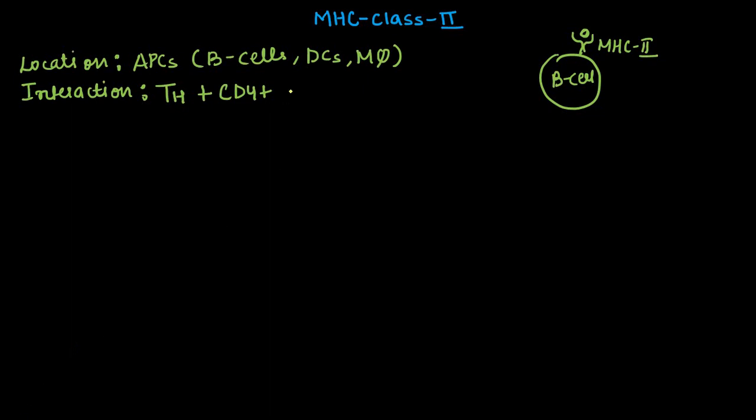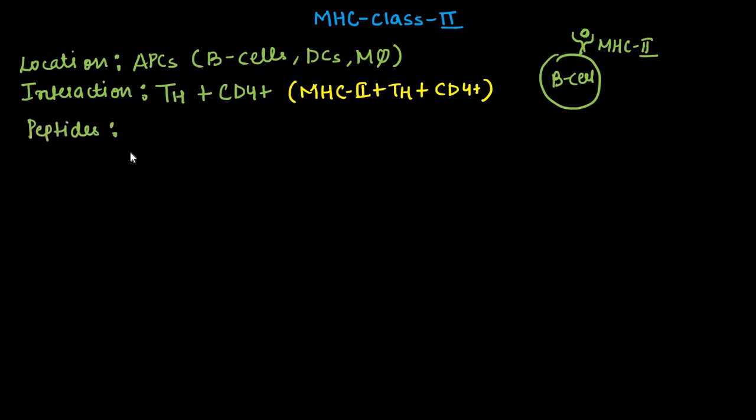So we can write it in the form of MHC2 plus TH plus CD4 plus. In this form we can remember how MHC2 is going to interact. Mainly it will interact with the TH cell. In the case of the class 1 MHC molecule, we have seen that it interacted with the TC cell, and this class 2 MHC molecule will interact with the TH cell, the T helper cell.